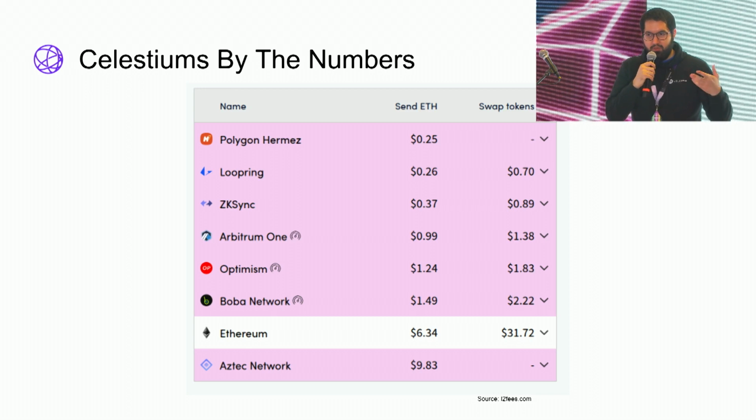And Celestia, through Celestium, through the Quantum Gravity Bridge, offers something that's essentially as secure as Ethereum, but that provides you the low cost of a data availability committee.